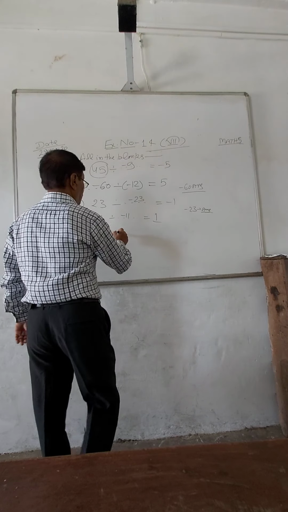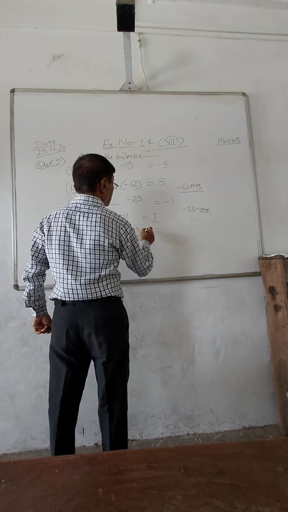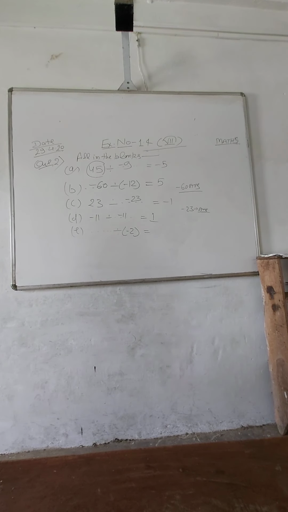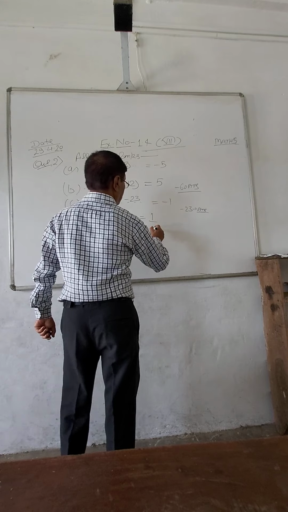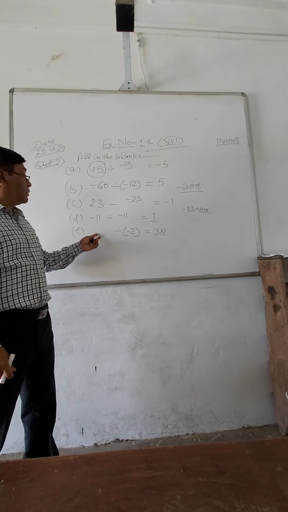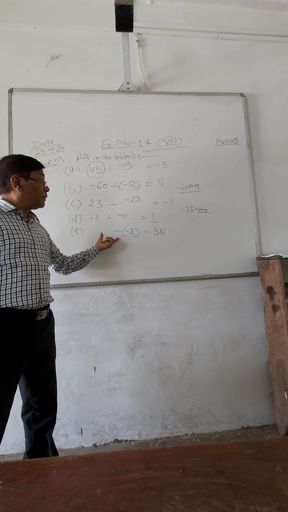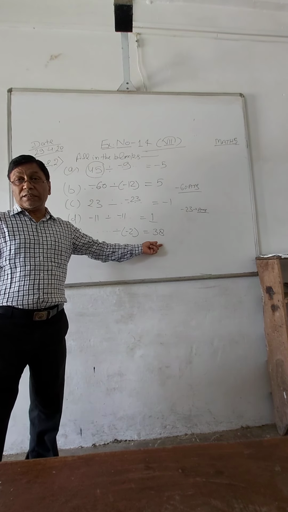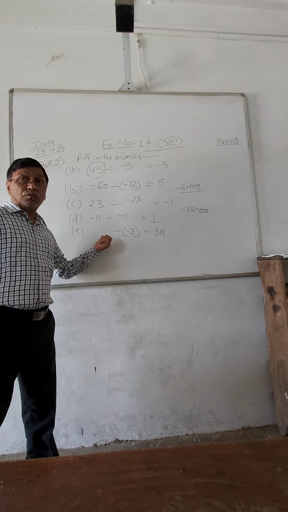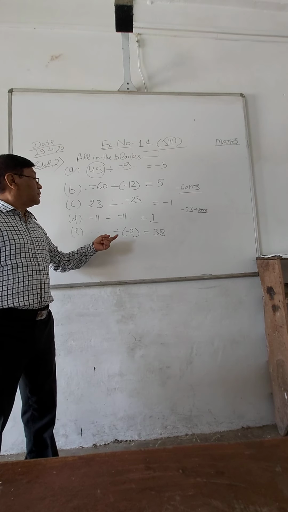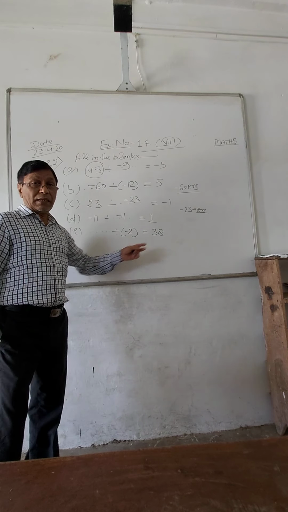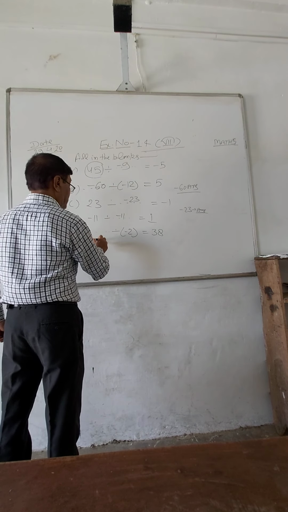Divided by minus 2, it is coming 38. So by which number is divided by minus 2, it should come 38. Now here, what you have to find? Dividend. So when you have to find dividend, multiply these two numbers. So 2 into 38, it will come 76.